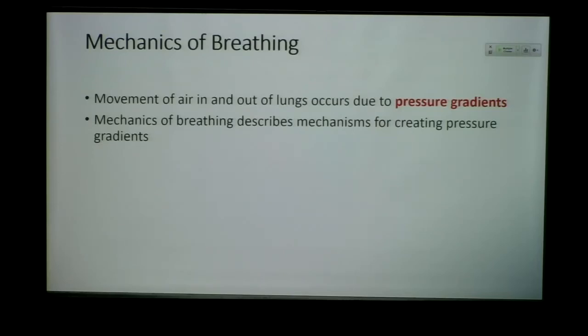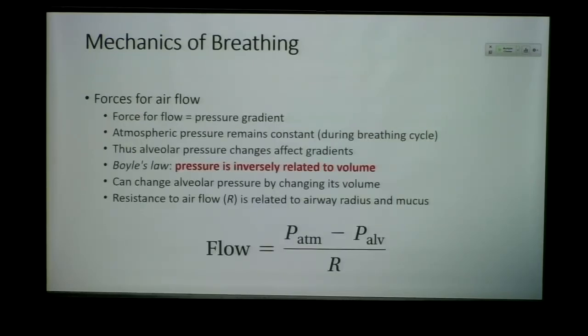Creating the pressure gradients that we know are what determine flow. So the forces for airflow are such that the pressure gradient is required, so atmospheric pressure remains constant. We talked about the fact that we cannot manipulate that. And so during the breathing cycle, what we manipulate is our alveolar pressure. And this is where Boyle's law comes into place.